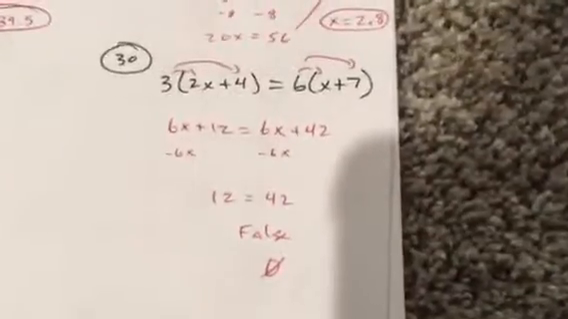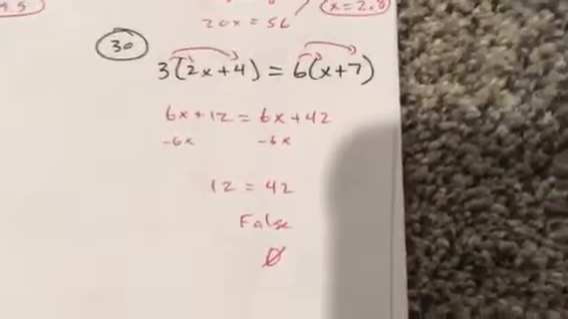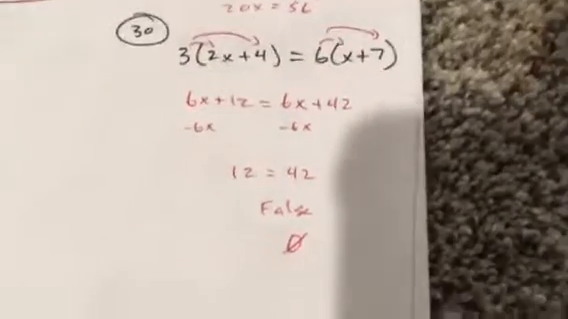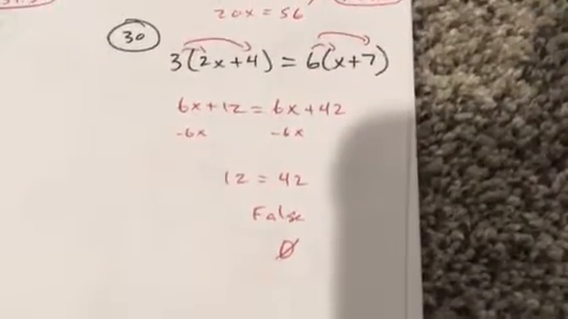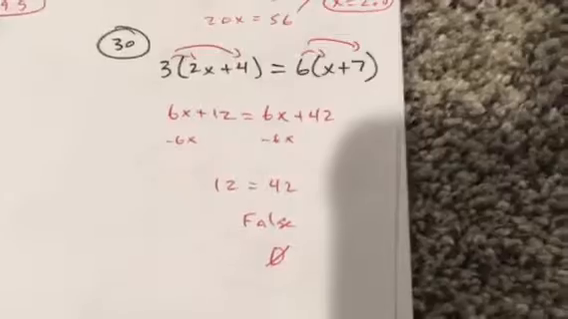And on 30, distribute. Notice these 6 x's cancel. It's not going to be single x. Some of us still kept x there. These 6 x's cancel. Now you have a statement. 12 is 42, and that's false. No solution is the answer on that one.